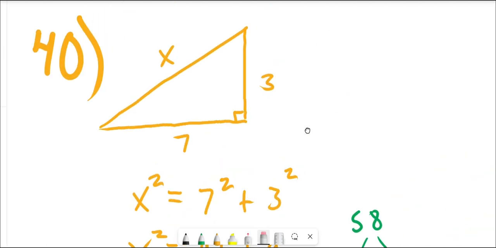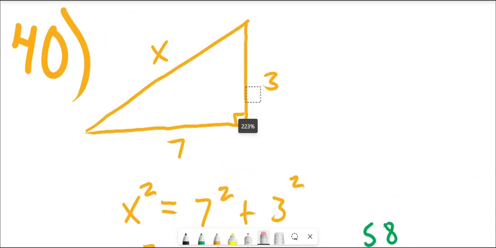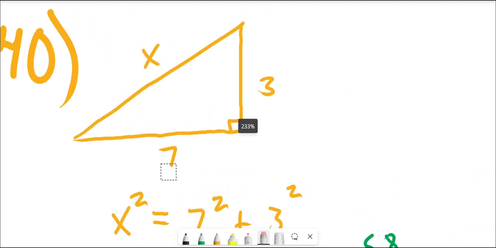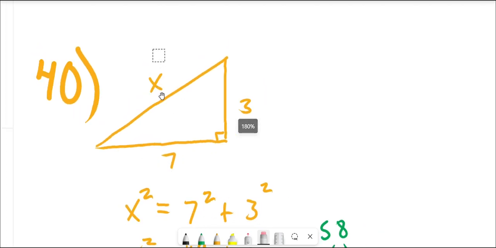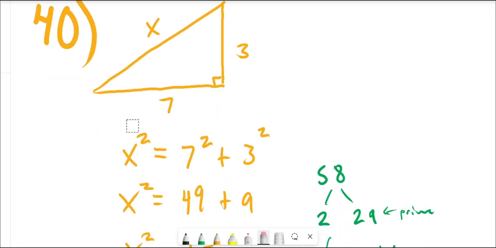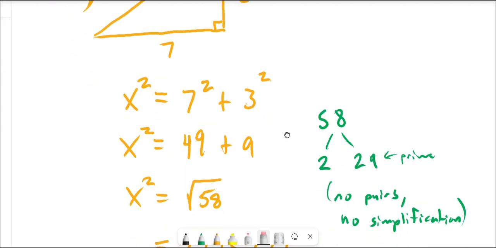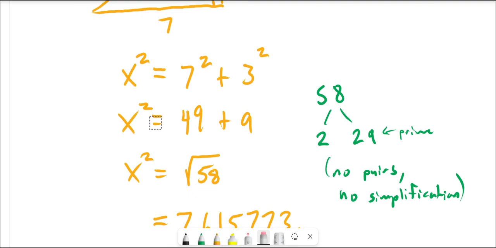So let's set this up, right? We would have these two playing the role of our legs A and B, doesn't matter which is which. And then this one is across from the 90-degree angle, meaning it's the hypotenuse. It's going to be alone on this side of the equal sign. It's already almost solved for x. We just have a square there.